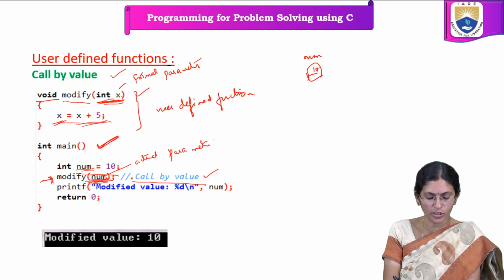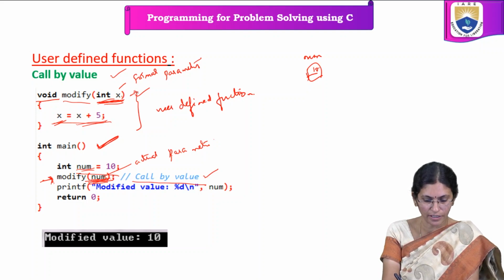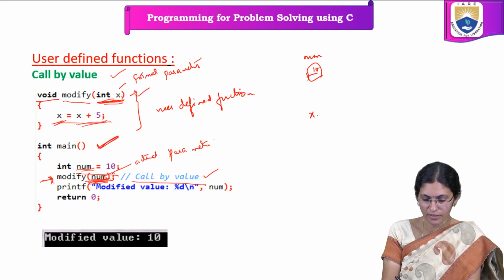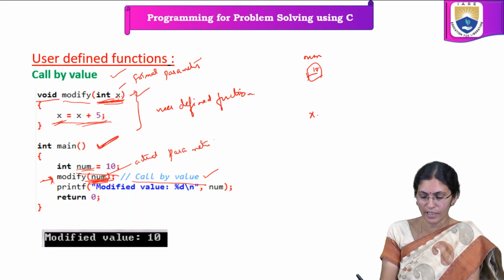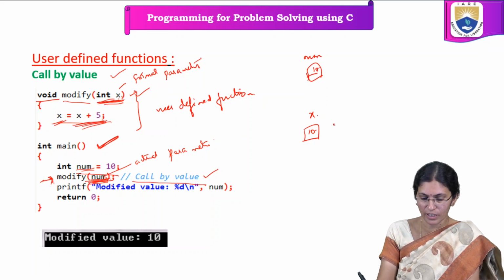So whenever there is a function call, correspondingly an activation record for this function is created. Now in this function, a new copy of the variable x is created here. So this num value is passed to the variable x. So now x is also equal to 10. In this function definition, x value is modified to 15. So x is equal to x plus 5. Already x value is 10, 10 plus 5 is equal to 15. Now x value is equal to 15.